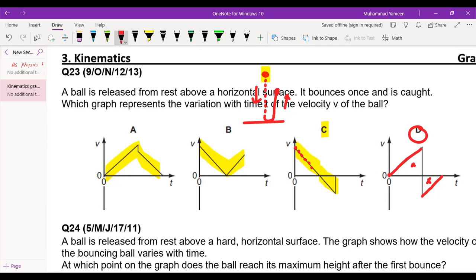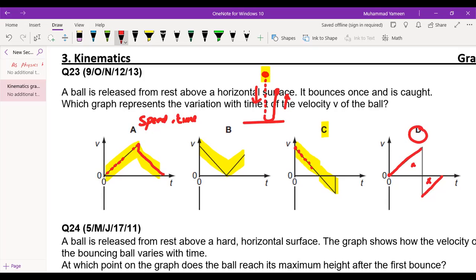Okay, if the examiner asks you to draw the speed-time graph of that motion, speed will remain always positive, then your answer would be this. At this position, it hits the surface, then after the first bounce, its speed decreases a little bit, and then speed decreases to 0. This is the speed-time graph. The examiner can ask anything, so be careful.